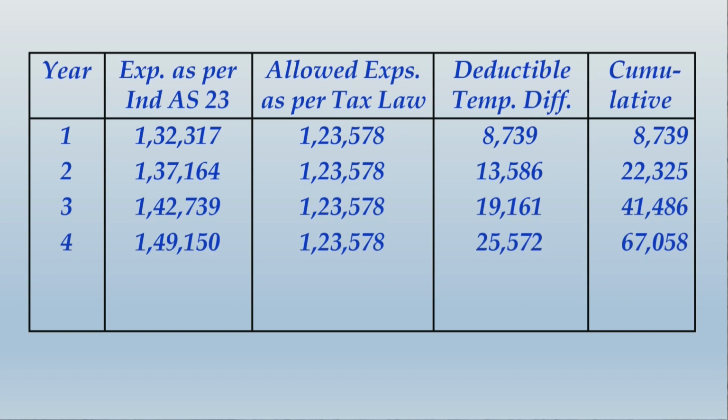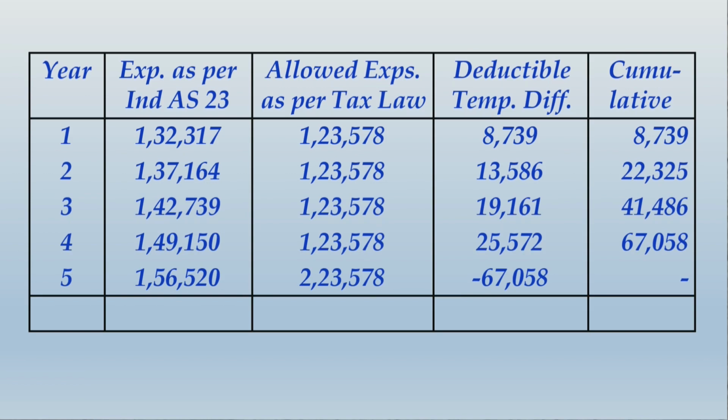Finally, when we come to the fifth year, expense as per Ind AS 23 that is recognized is 1,56,520. On the other side, the expense that is allowed as per tax law is 2,23,578. Now this time we find that all those differences that were arising each year, now the difference is getting reversed, and the amount of reversal, if we can figure out, it is exactly matching with the cumulative balance of 67,058. So this time, because the difference is getting reversed, we are showing that with a negative sign, and finally the cumulative balance becomes 0.